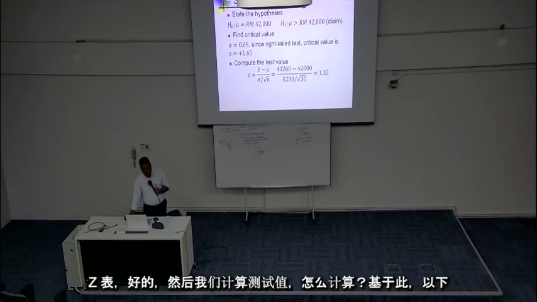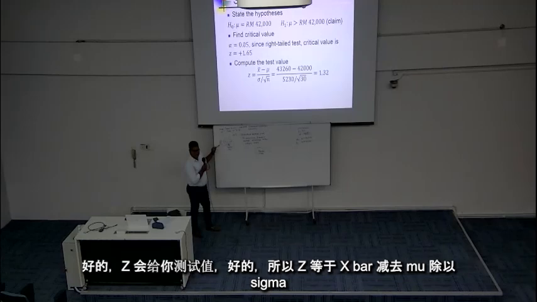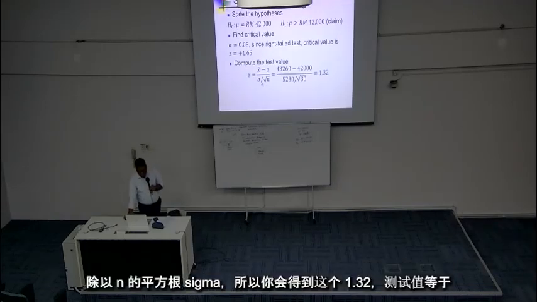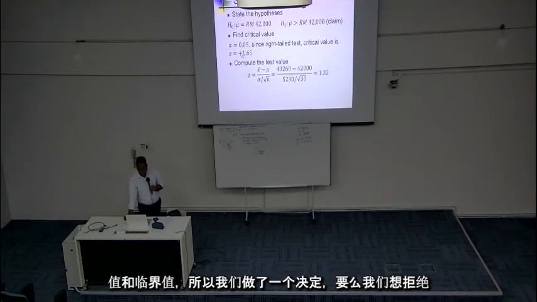And then we compute the test value. Based on the following information, you need to compute the test value. Z will give you the test value. Z is equal to x bar minus mu divided by sigma over square root of n. So you will get 1.32. The test value is equal to 1.32, and the critical value is 1.65. So you need to compare these two, the test value and the critical value.